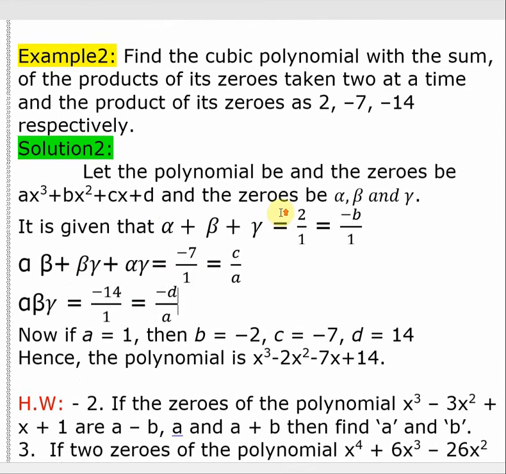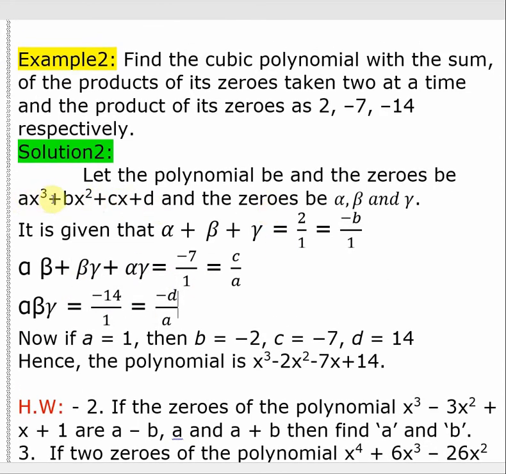If they are so, we have to find the expression of ax cube plus bx square plus cx plus d. Actually a, b, c, d values we have to find out. Any cubic polynomial will be of the form ax cube plus bx square plus cx plus d. So here we just have to find the values of a, b, c, d, then we can easily form the polynomial.